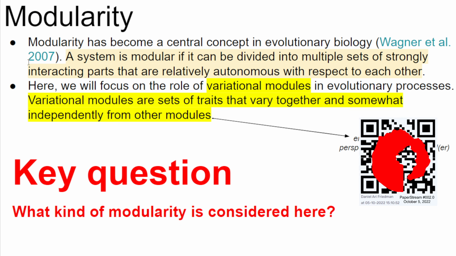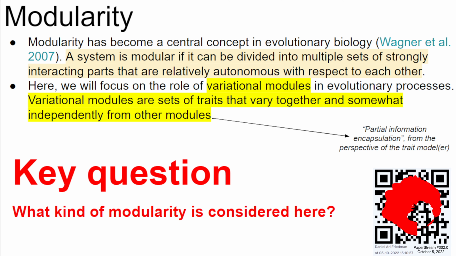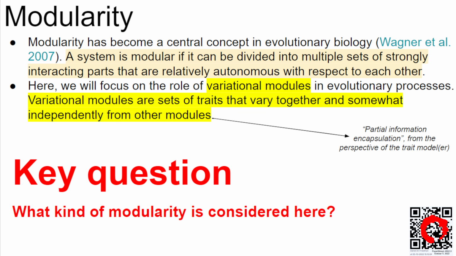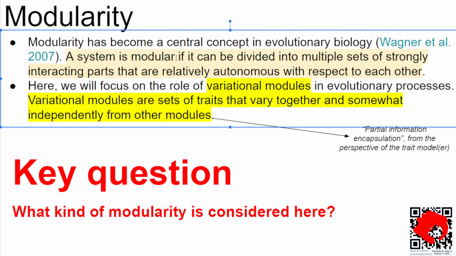The paper starts by discussing what they mean by modularity. So, early on in the paper, they write, "Modularity has become a central concept in evolutionary biology (Wagner et al. 2007). A system is modular if it can be divided into multiple sets of strongly interacting parts that are relatively autonomous with respect to each other." So this modularity concept is going to rely on some sub-definitions of what it means to strongly interact and be relatively autonomous and so on.